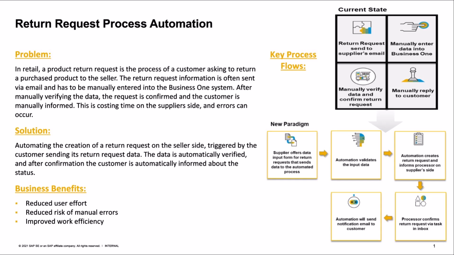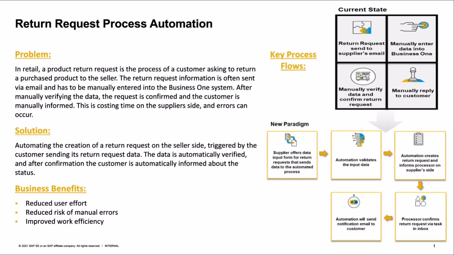This process automation automates the creation of a return request on the seller's side. The process is triggered by an API which receives the return request data. The automation validates the incoming data and creates a return request. The processor on the seller side only must confirm the return request via a task in the inbox. The automation will then send a notification email to the customer. This reduces manual effort, errors, and improves work efficiency overall.